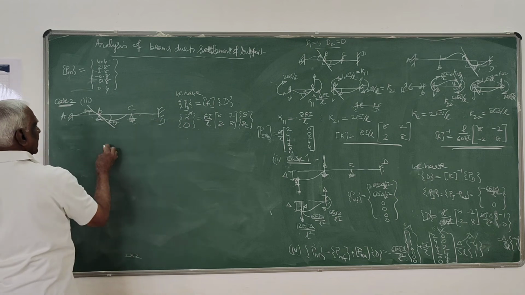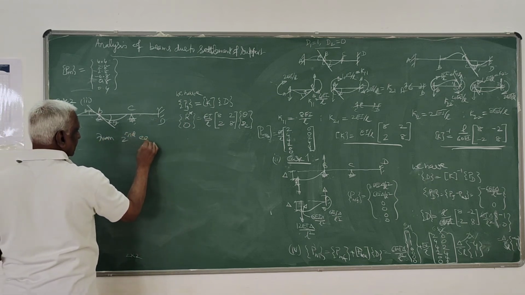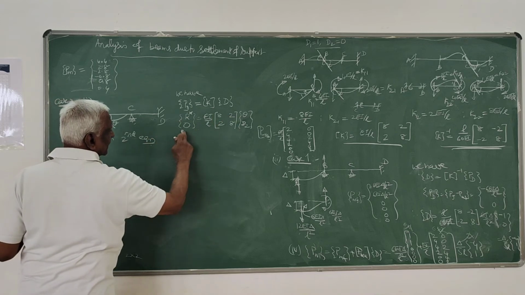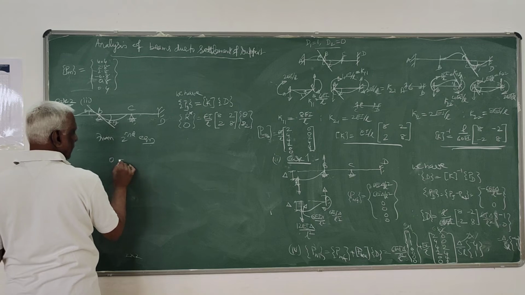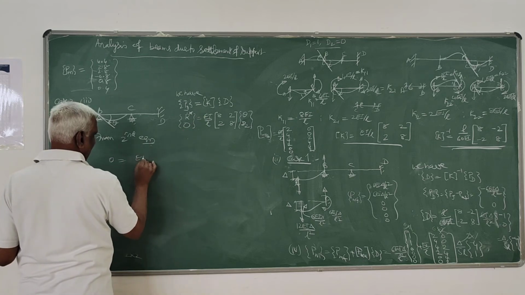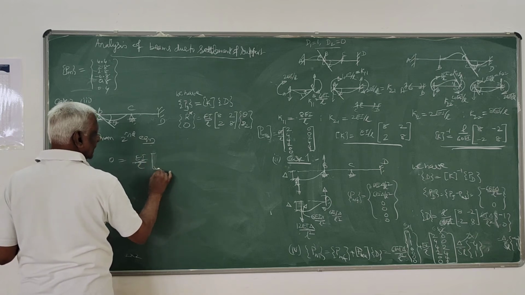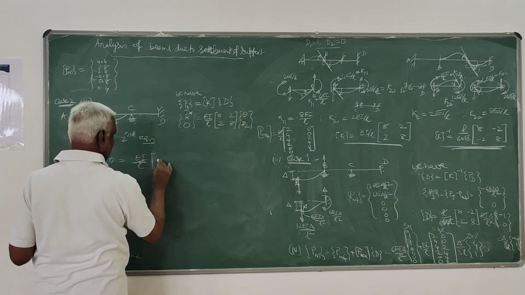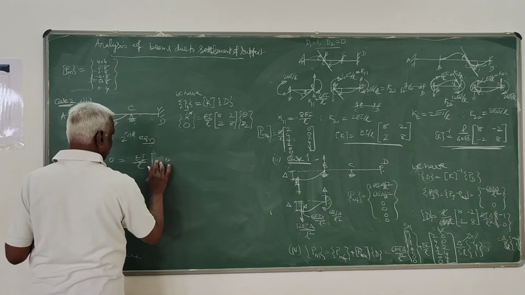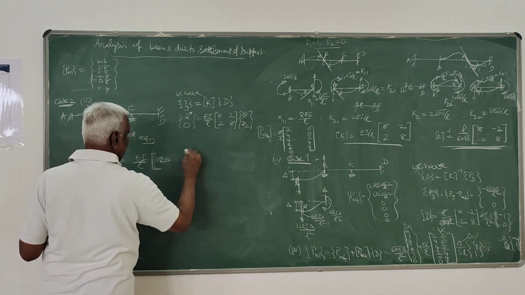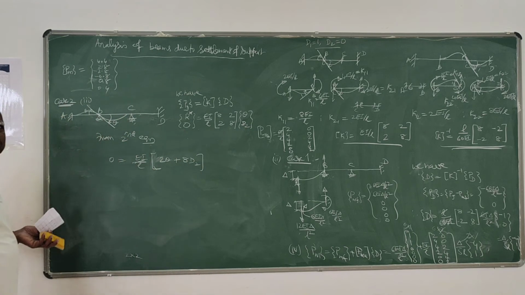So here from the second equation, there are two equations. From the second we have 0 equals EI by L into this 8 theta, right? Not 8 theta, 2 theta plus 8 d2. This is what you are getting.